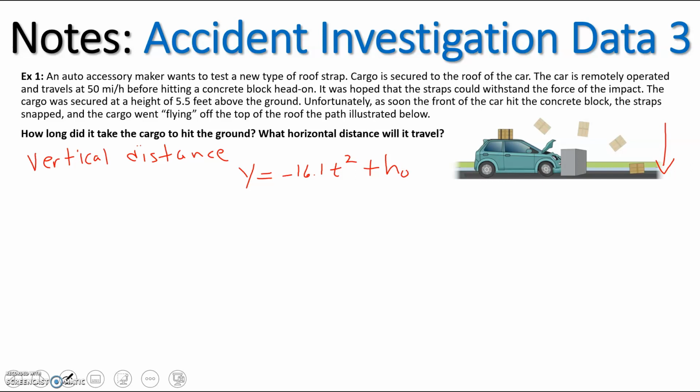Negative 16.1 is half the force of gravity. So we know our h naught, or initial height, is 5.5. So we know that our vertical distance can be measured by negative 16.1 t squared plus 5.5, where t is in seconds and y represents the vertical height of the object.